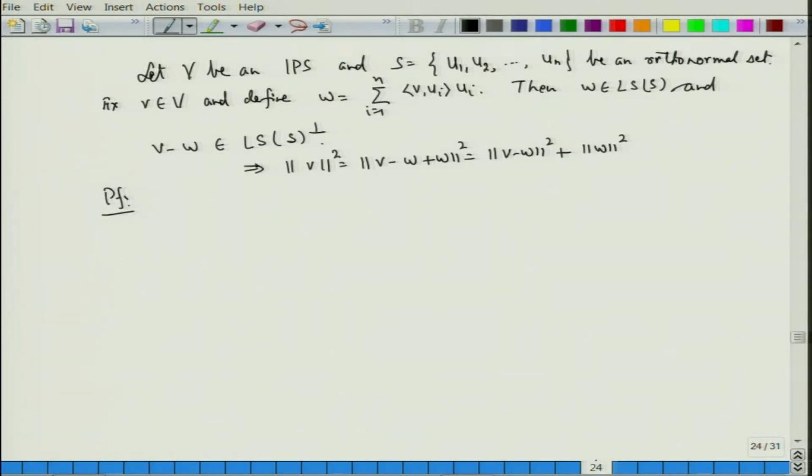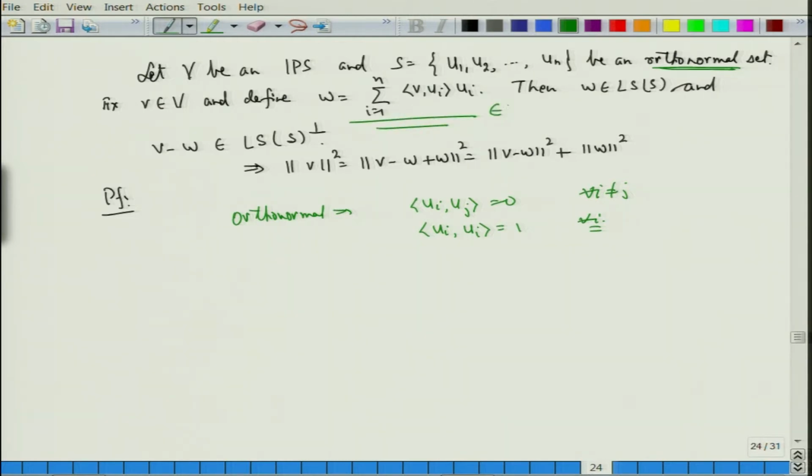So first thing we are saying here is that S is an orthonormal set. So it means orthonormal implies ui, uj, their dot product or their inner product is 0 for all i not equal to j, and length of each vector or the norm of each vector is 1 for all i. This is what it means. Fine. Now we are looking at w. W is a linear combination of elements of S. Fine. This is what it says here.